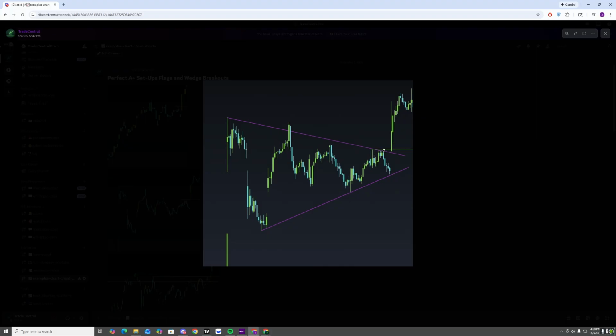Same thing right here, multiple rejections on this resistance, and then again we push through on high volume and get continuation, right? Until we start going sideways again. We get that move up and then we go sideways.